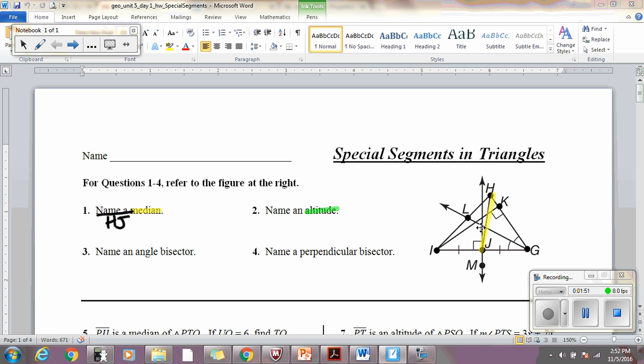So there's no line there, but there is another right angle at point K. And when I leave point K and go to point I is a vertex. So this would be my altitude because it has to be perpendicular with the side and it must come from a vertex. So IK or KI, doesn't matter how you name it.